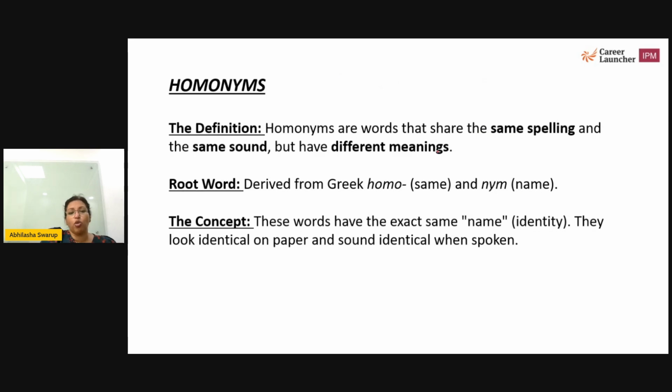Similarly, homonyms, homo again means same, nym means name. So homonyms are words which have the same name. So they have the same spelling and the same sound, but have different meanings. And those are called homonyms. Can you think of any? Quickly give me one in the chat box. One homonym, one homophone. Let's see if you can do that.